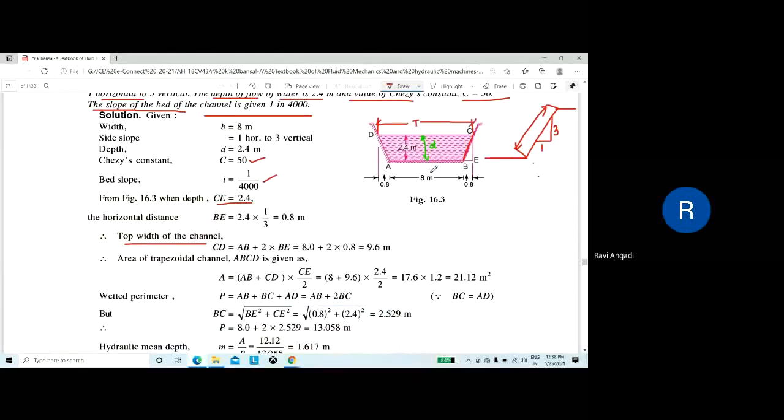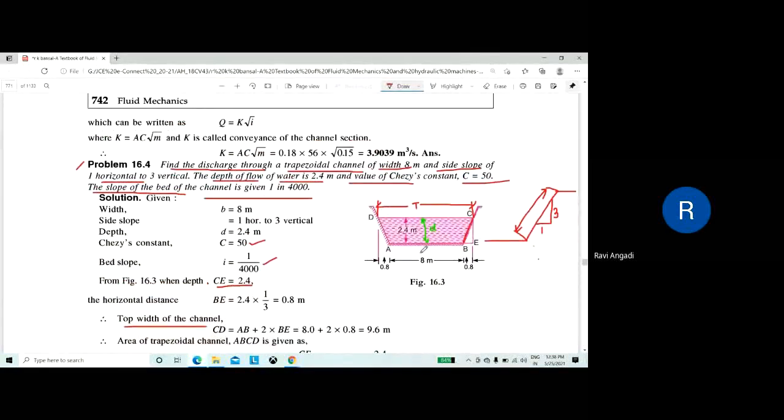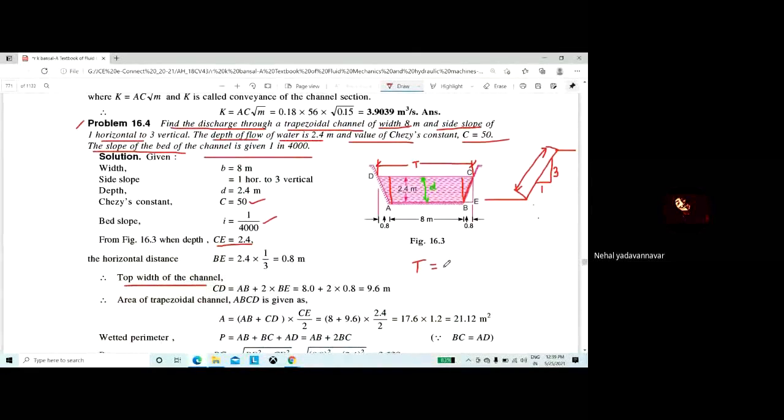Can anyone tell how to calculate the top width here? How will you calculate T? I hope my voice is audible to you all. Yes, sir. I'm asking how to calculate the top width of the trapezoidal channel section. It is simple geometry. So how will you calculate this top width? Sir, rectangular length plus 2 times base of triangle. Exactly correct. Rectangular base plus 2 times base of triangle. Very good.